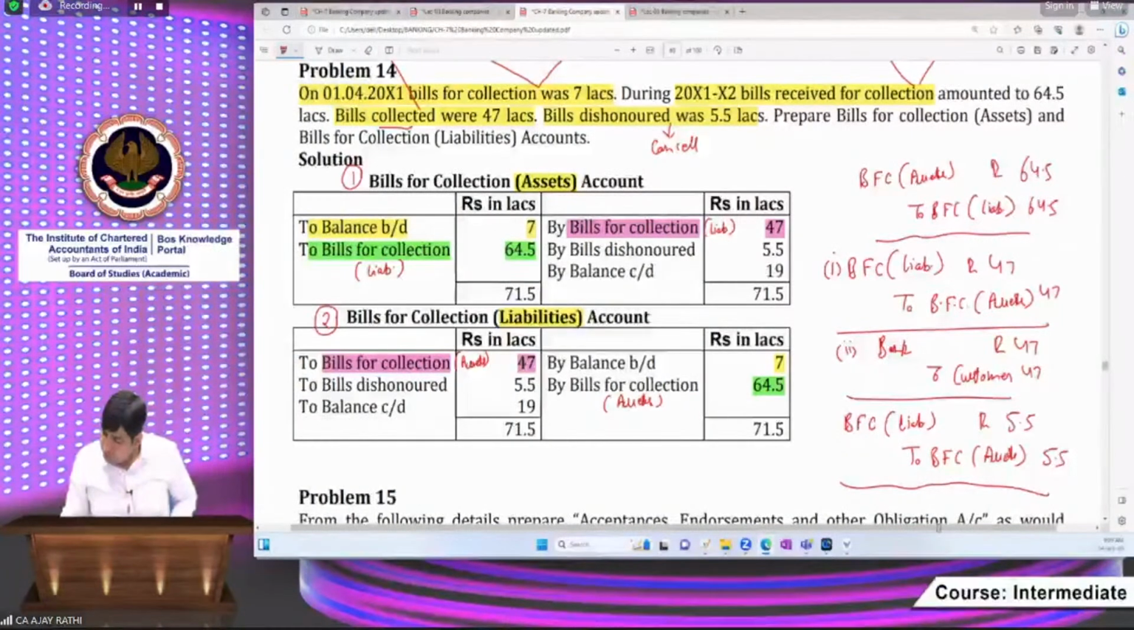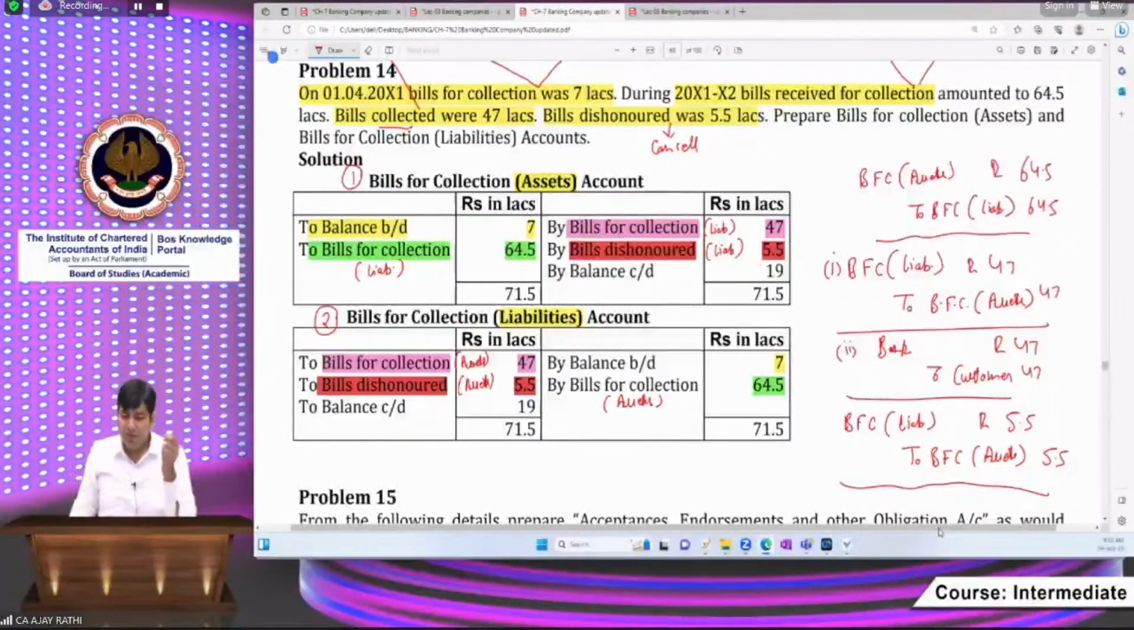See, in the bills for collection liability, you will be crediting the bills dishonored account, in brackets assets, and bills for collection liability account will be debited, with corresponding credit to assets account. So easy it is. The question is asking only one thing: prepare bills for collection assets account and bills for collection liability account. So what will the balance be? The remaining amount is the balance, 19 and 19, balance sheet to balance.